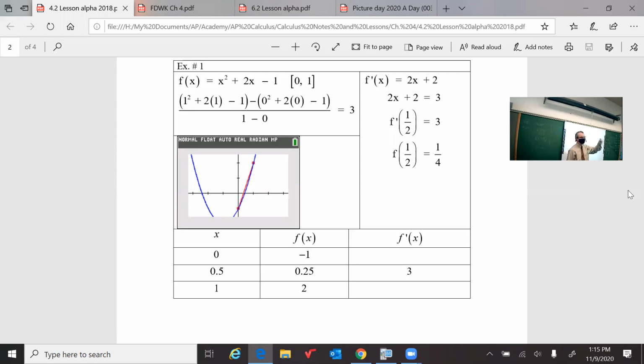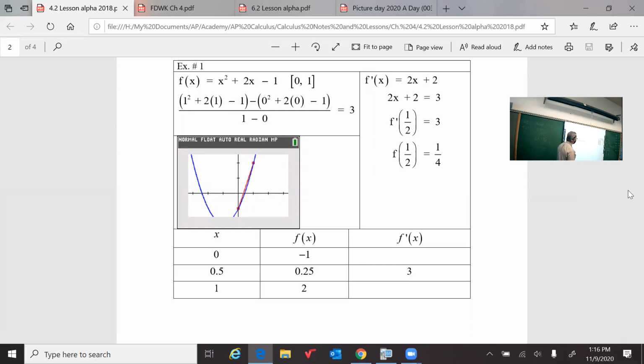So because this function is continuous and differentiable on the interval 0 to 1, at some point the derivative must equal 3. So we set the derivative equal to 3. Add a negative 2 to both sides, divide both sides by 2, and you get 1/2. So at 1/2, the derivative, the instantaneous change, matches the average change. The height of the graph is 1/4.